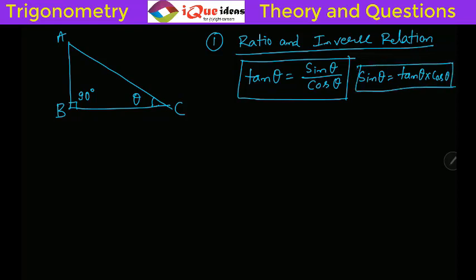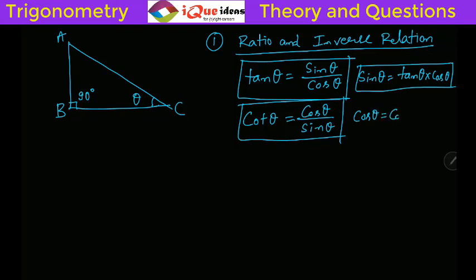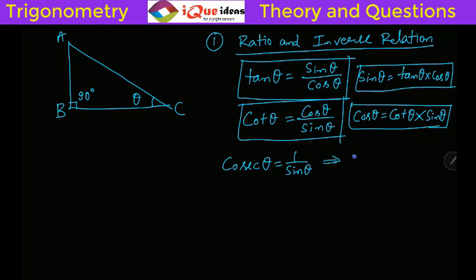Similarly, the second one will be cot theta. Cot theta is equal to cos theta divided by sin theta. From there you can see clearly that if you cross multiply, cos theta will be equal to cot theta into sin theta. Okay. Then this is the ratio relation. Now inverse relation. Let's say cosec theta. Cosec theta is equal to 1 by sin theta. From there you can see directly that sin theta into cosec theta is equal to 1.